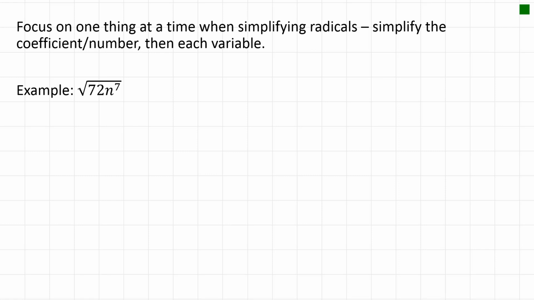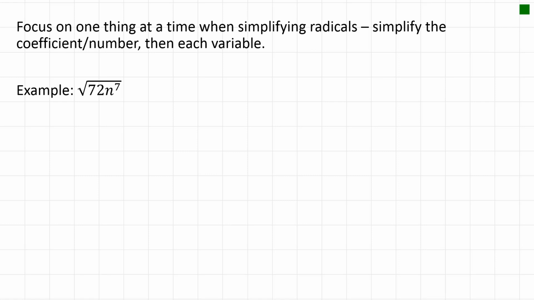We're about to start simplifying some more complex radicals, and the thing I really want you to do is to focus on one thing at a time when simplifying radicals. Simplify the coefficient first, and then do each variable separately, and it'll just make your life a lot easier. If you try to do them all at once, you're bound to make mistakes. So I want to go through this example.